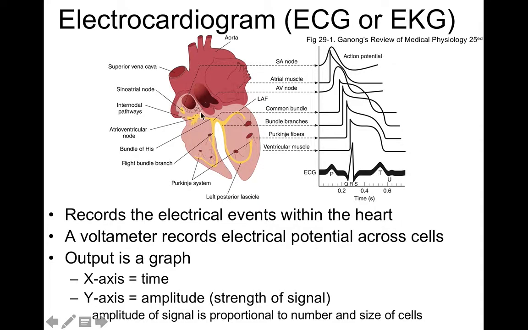So you can see different parts of the heart have different shaped action potentials, and when you summate all of these action potentials throughout the whole heart during a single cardiac cycle, you get the ECG trace, which some of you may recognize. A voltmeter records this electrical potential across the heart using electrodes placed at different areas around the body. The output is a graph. You have the x-axis, which is time, obviously, and the y-axis is the amplitude of the electrical signal that's being measured. This amplitude is proportional to the number and size of the cells that have the electrical activity.